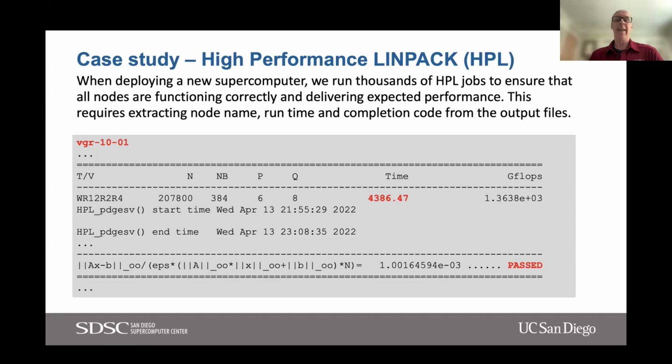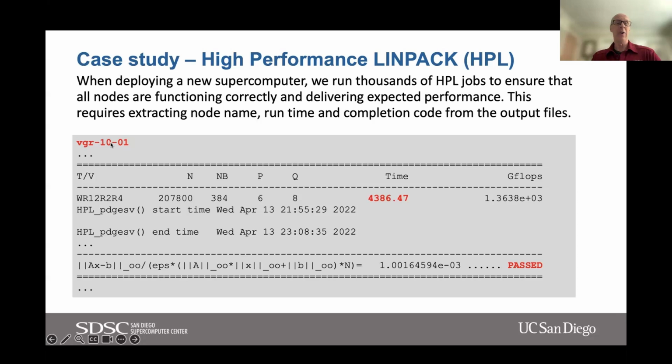The first case study is parsing the output from High Performance LINPACK. Whenever we deploy a new supercomputer, we run thousands of HPL jobs to ensure that all the nodes are functioning correctly and delivering the expected performance. What this requires is that for each output file, I extract the name of the node that I was running on, the runtime, and the completion code, whether or not we got the correct result. This is just a little bit of output from HPL. I'm not going to go into all the details, and I'm not even showing the entire file, but I've highlighted the fields that I want to get.